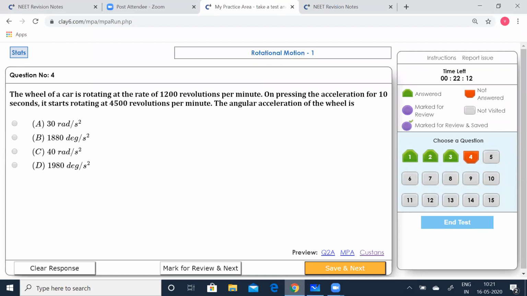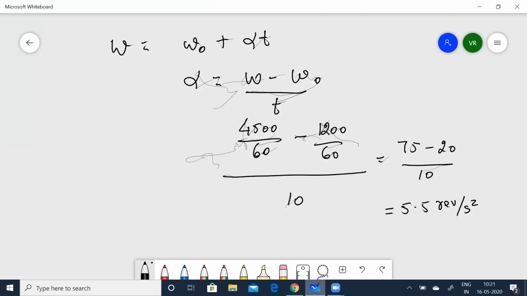So in this case, we'll need to calculate, we have just calculated alpha. We need to put it in degrees. One whole circle is 360 degrees. So 360 times 5.5 is going to be 1980 degrees per second squared.